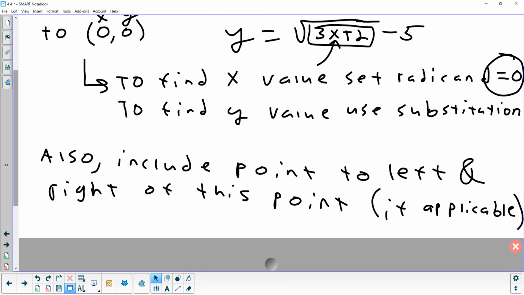The other thing you'll need is that that'll give you 1 point. You're going to need a few more points to do your sketch. If it's an odd root, then it is okay to check points in both directions from the center. If it's an even root, you only want to check points in one direction. Which direction? Whichever direction doesn't give you imaginary answers. If you go the wrong way, you'll get imaginary y values. No good.